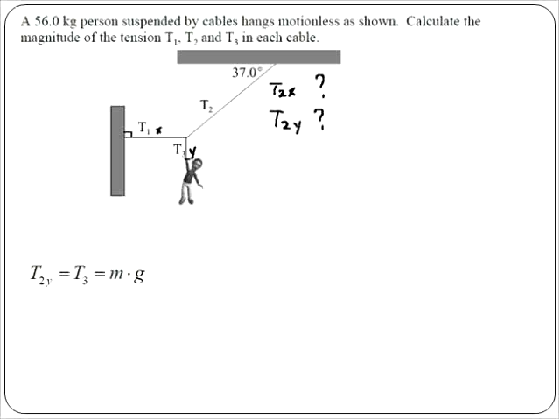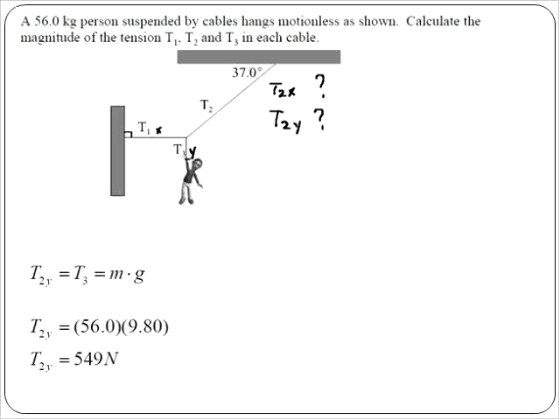Because I don't know what T2 is, I'm going to find T2y first using the fact that T3 is equal to the tension, which is equal to the force of gravity that that guy is hanging with. So putting those numbers in, we get that. T2y equals that, which means T2y, the y part, in other words, of tension 2, is 549 newtons. So that's the first step.